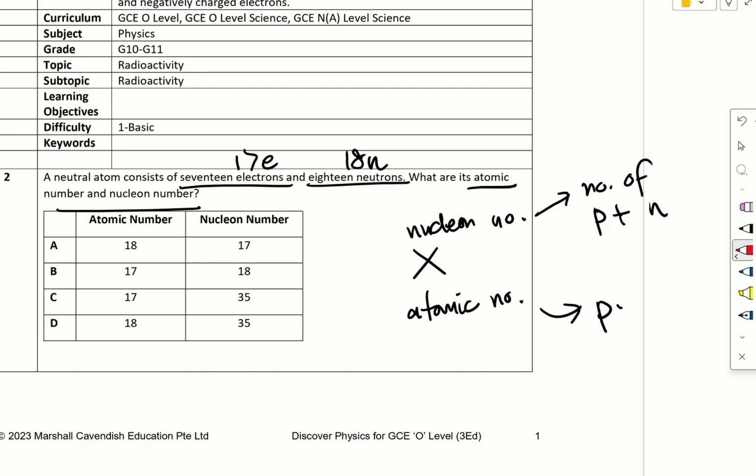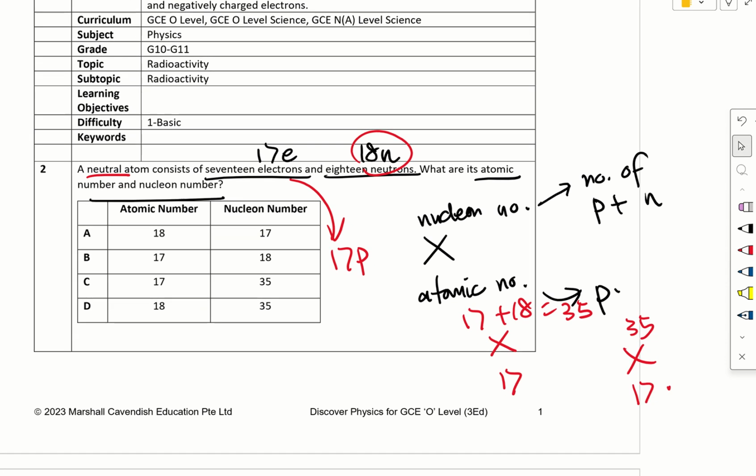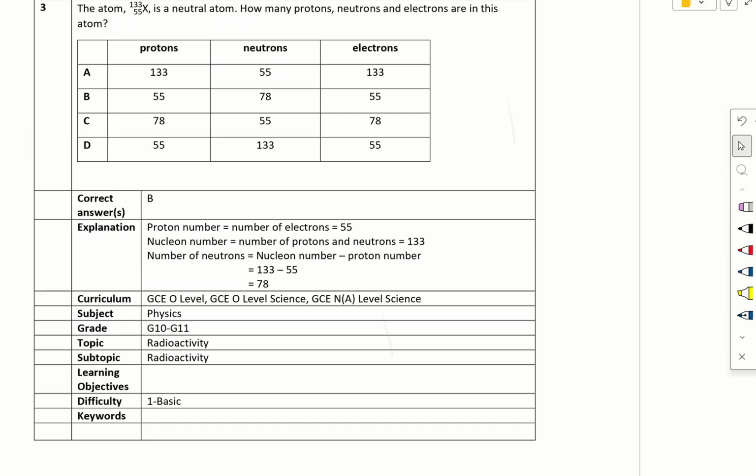But because they only give us electrons and because it is neutral, I should have 17 protons. So I should have X with 17 at the bottom. And because I have 18 neutrons, it will be 17 plus 18, which equals 35. So I will get X with 35 on top and 17 at the bottom. So nucleon number is 35. Okay, and atomic number is 17. So answer is C.